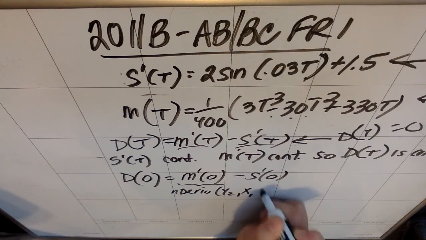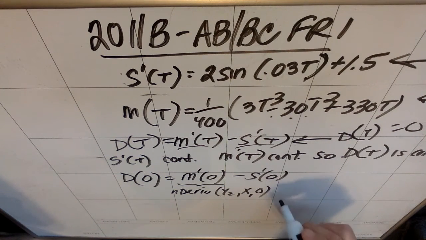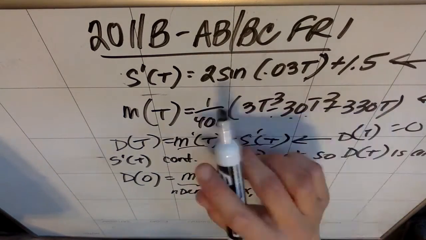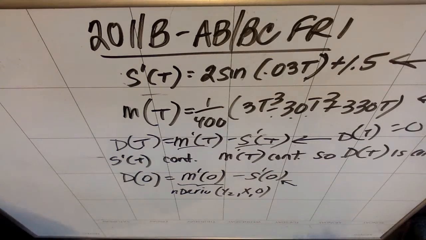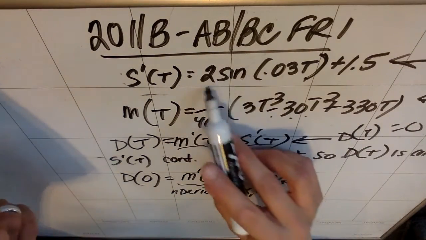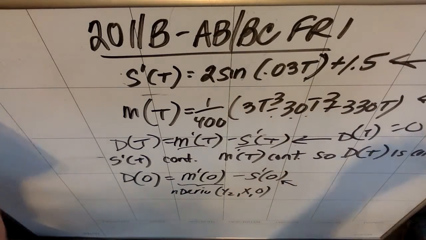y2 with respect to x at 0, right? And this is actually just going to be the value of this function when I plug in a 0, right? Which, if you can spot that that's a 1.5, that's great. It's not always going to be that easy, but in this case it would be 2 times sine of 0, which is a 0, plus 1.5.